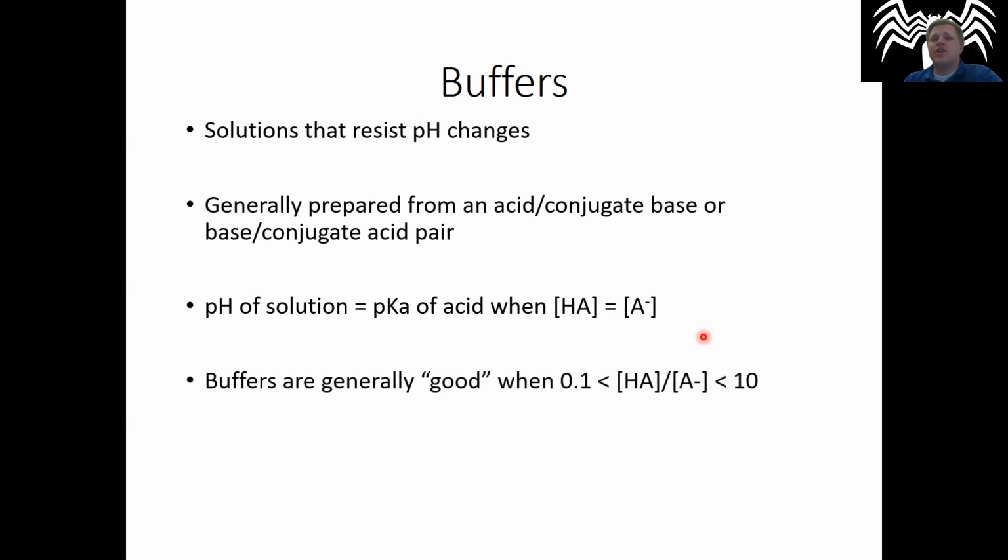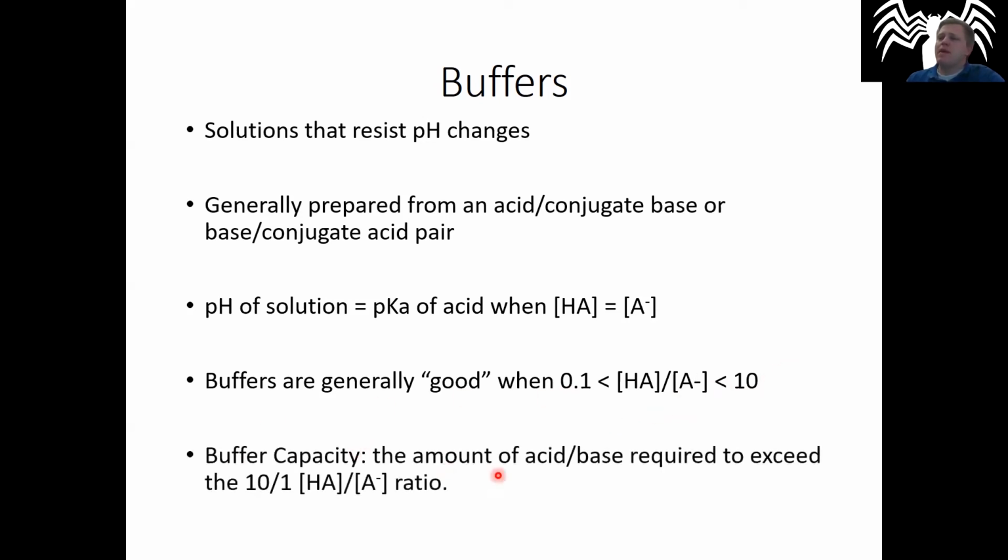Buffers are generally considered good, and don't change pH very rapidly, when the concentration of acid to conjugate base is within a factor of 10 of each other. This is a good buffer when this ratio is between 0.1 and 10. And then what we call the buffer capacity is the amount of acid or base that you have to add to your buffer to exceed that 10-to-1 ratio of acid to base and to get outside of that range. So once you've added more acid or base than that, the pH can change rapidly. So your buffer capacity just describes how well your buffer can hold on to its pH value.